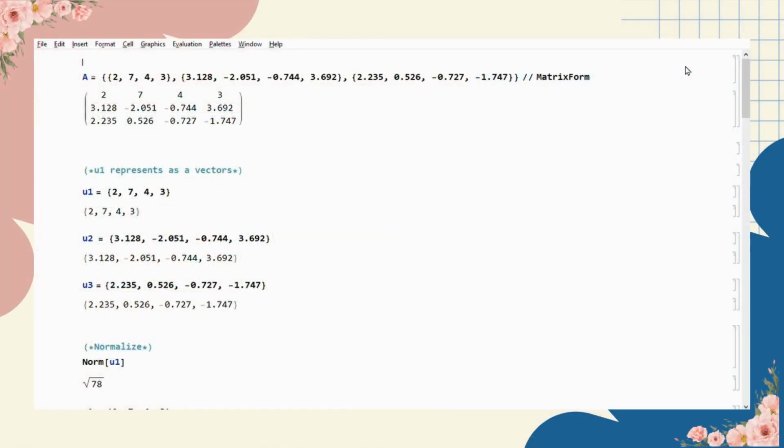Hi and Assalamualaikum. So this part is the continuation from the orthogonal basis.